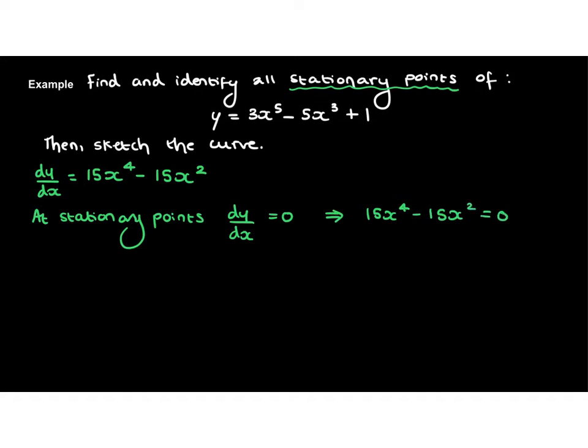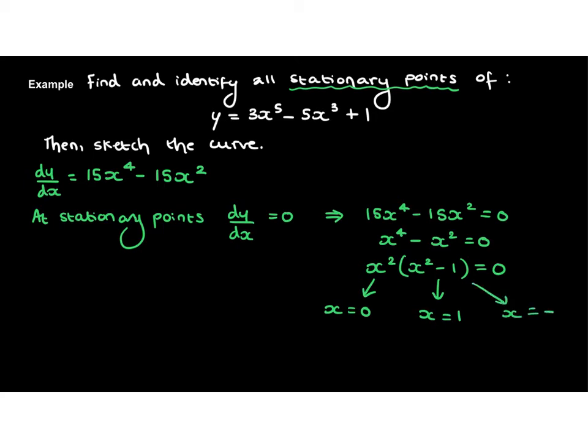And we can divide through by 15. So we have x to the power 4 minus x squared equals 0. And then do not divide through by x squared, which would result in us losing an answer, a root. We need to factorise x squared, so we have x squared bracket x squared minus 1 equals 0. This then gives us three possibilities. We either have x equals 0, or from here we have x equals 1, or x equals negative 1.